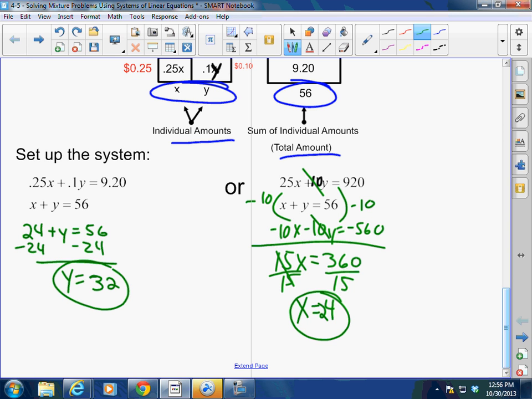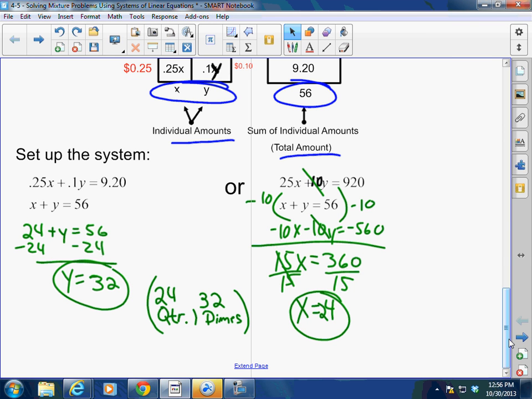So am I done there, or do I need to define what I just solved for? That's absolutely right, gentlemen. So I've got 24 quarters. Why? Because we labeled them from the beginning. Comma 32 dimes. Why? Because we labeled them from the beginning. Does that make sense?